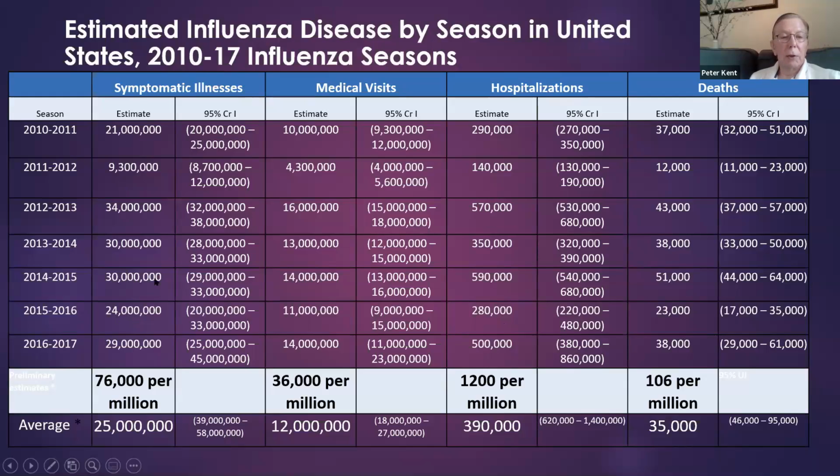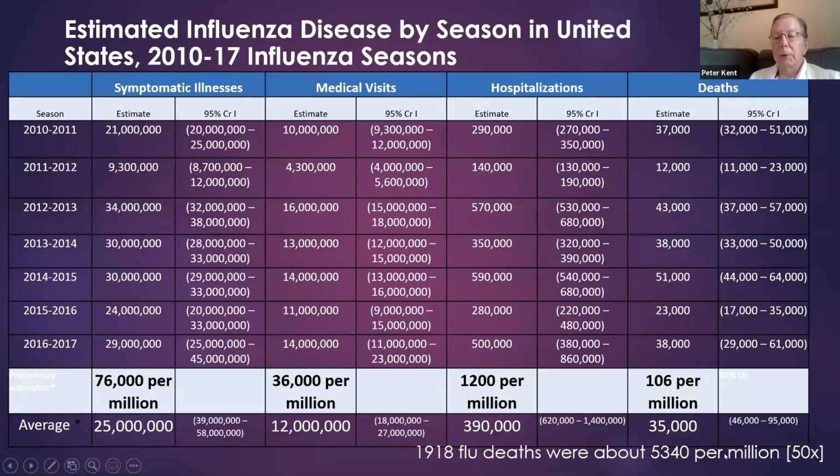And I averaged all of these, and I put the averages down here, and then divided by 330 million people. And I found that 7.6%, 76,000 per million, of the population came down with the flu on an average season. 3.6% of those chose to see a medical doctor. 1,200 per million actually got hospitalized, and about 1/10 of those actually died, 106 per million. I want you to remember these two numbers for a second because they're going to be important on the next slide.